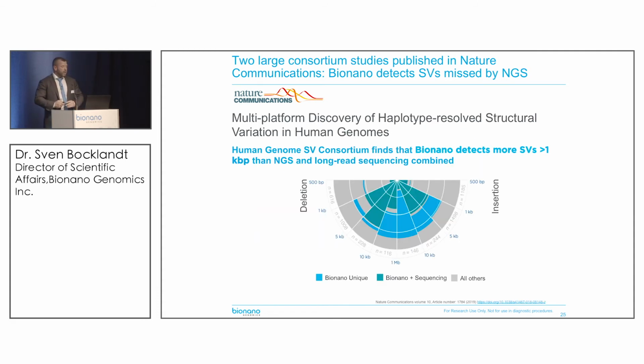And then just recently, a paper published by the Human Genome SV Consortium compared Illumina sequencing, PacBio long-read sequencing, and Bionano to look at the same genomes. This graph here shows you the deletions on the left half and the insertions on the right half, ordered in size from 500 base pair here to 1 megabase in the middle. In this greenish color, you see structural variants that were picked up by Bionano and other technologies. But in blue, you have this entire section here of SVs that were only picked up with Bionano.